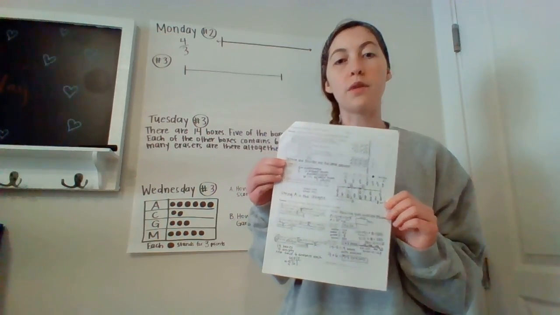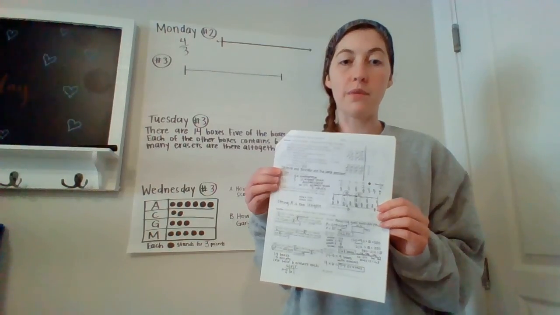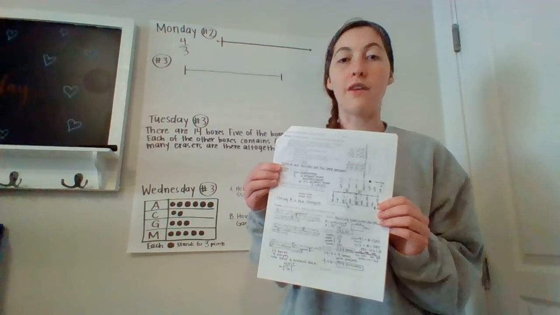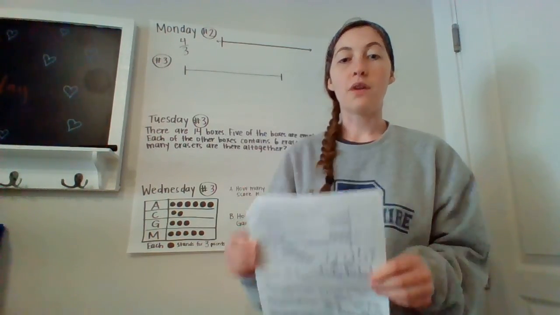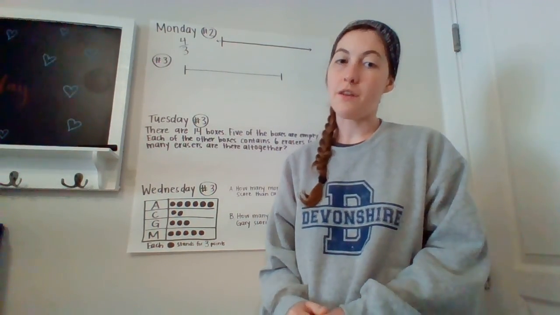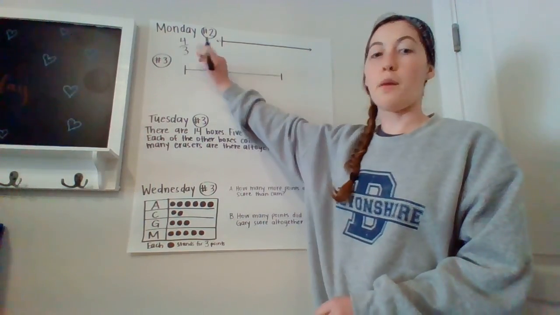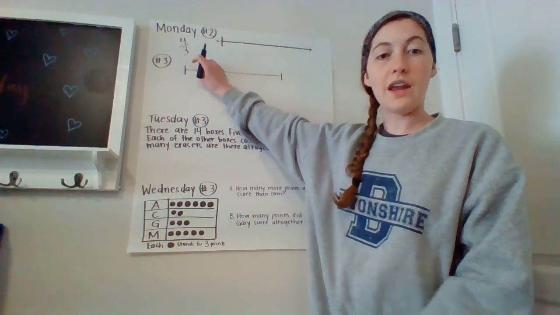And I've just picked out some of the problems to look at so that we get practice with each of the different types of problems, and so that way you know how to solve them on your own. So we're going to start by looking at problem number 2 on Monday's homework. Looking at the top, it asks us to draw the number 4/3 on a number line.